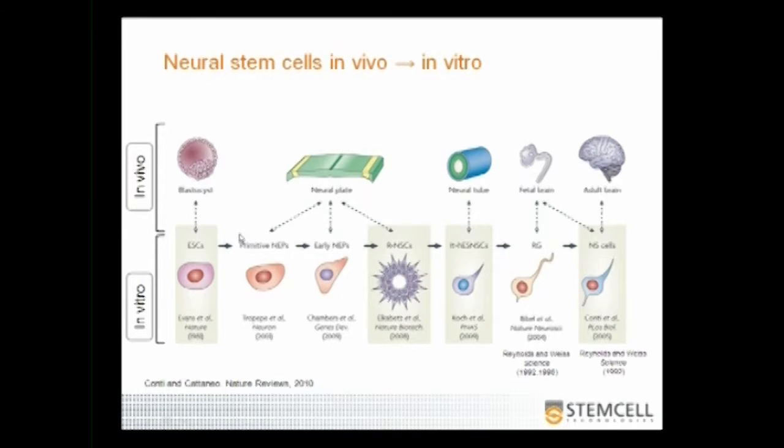Shown here in this slide are the development stages of the central nervous system on the top, and the corresponding in vitro systems and associated publications which describe the isolation of the different neural stem cells in vitro. In this webinar, I will describe some of the in vitro culture systems commonly used to isolate and study neural stem cells from the fetal and adult brain, referring to the publications below.